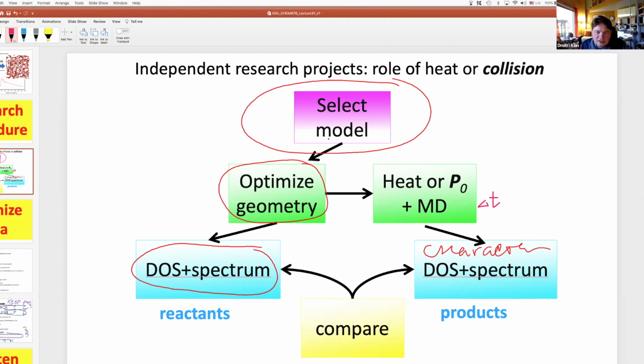Okay, so select a model, optimize geometry, make characterization, then run molecular dynamics and characterize once again. And then you can compare the electronic properties before and after molecular dynamics.